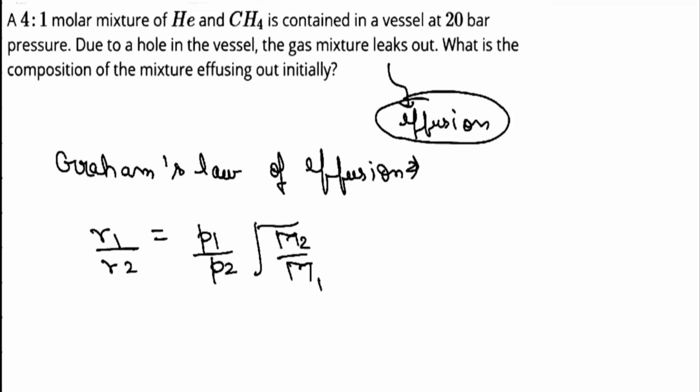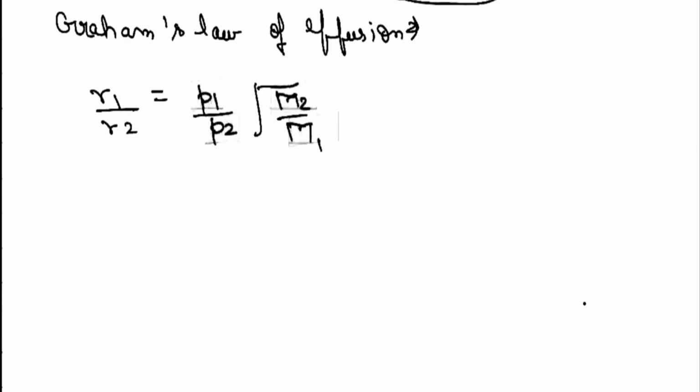So in this question we have the molar mass of helium and CH4. We need to calculate this rate, because from that rate we can get the number of moles of composition of the mixture effusing out, right? And we have to know what P1 and P2 are, that is, how to calculate P1 and P2. So we can use Dalton's law of partial pressure for calculating P1 and P2, which is partial pressure.